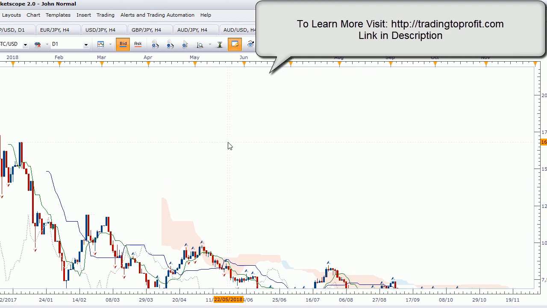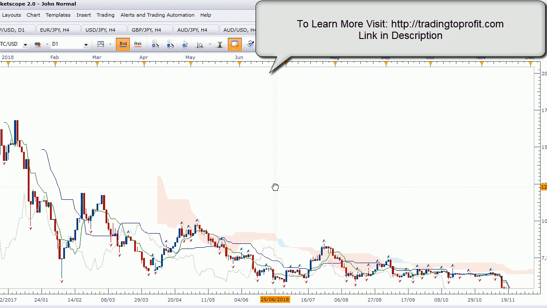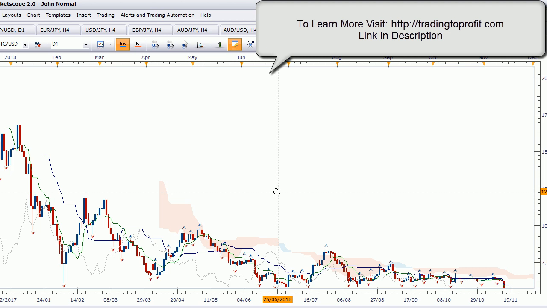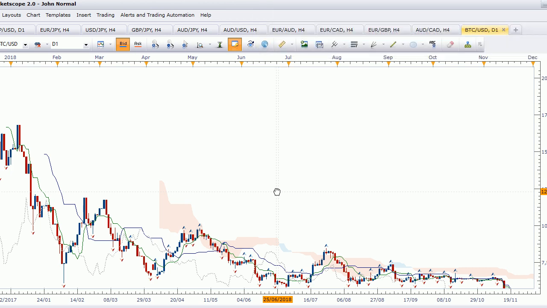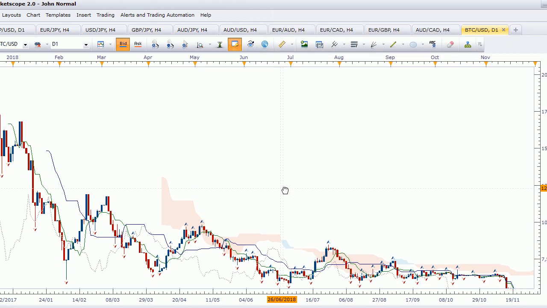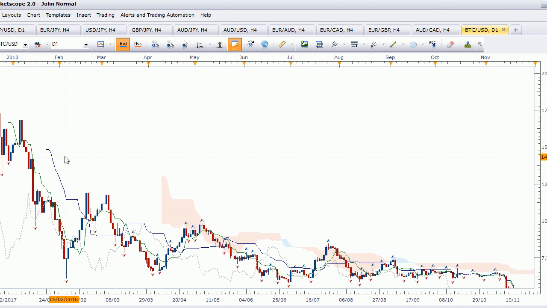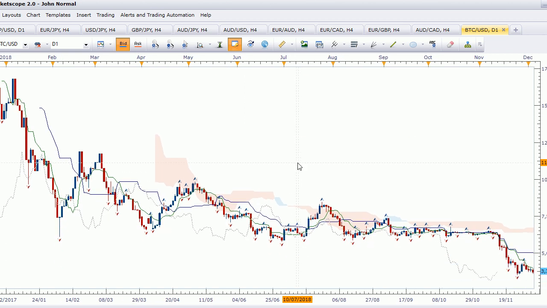Now, I don't trade cryptos at all, because I personally believe they're too volatile to trade. They don't always follow the conventional rules that Forex and stocks do. But we'll have a look today and see if we can see any opportunities. As you can see, Ichimoku only started registering on this platform at 10/4/2018, so we're just going to look from that point onwards.